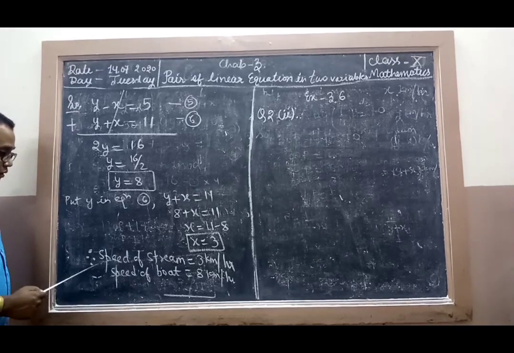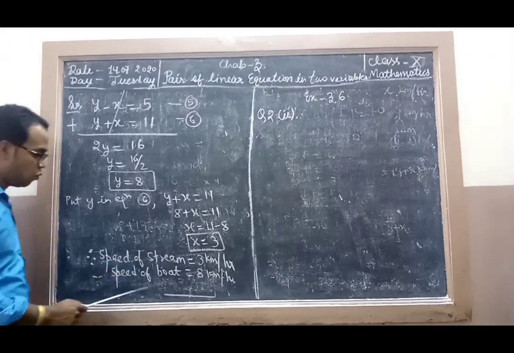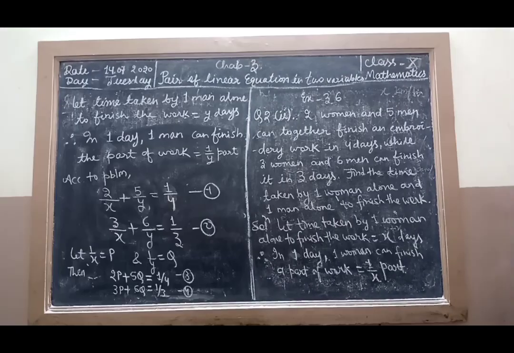So in this manner, the speed of the stream is equal to 3 km per hour, that is x, and the speed of the boat equals 8 km per hour.